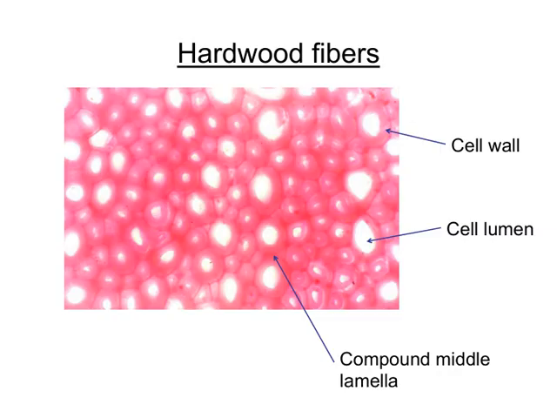Let's take a closer look at the structure of hardwood fibers. First, we have the cell wall, which is the sturdy outer layer that provides strength and support to the fiber. Inside the cell wall, there's the cell lumen, the hollow interior space that plays a role in nutrient transport and storage. Surrounding the cell wall is the compound middle lamella, which acts like a glue holding adjacent cells together and ensuring the overall integrity of the fiber tissue.